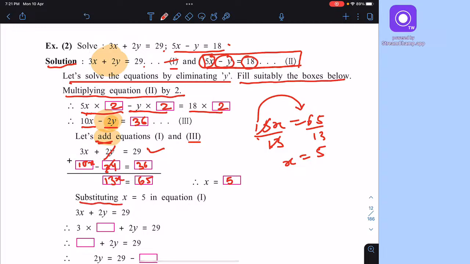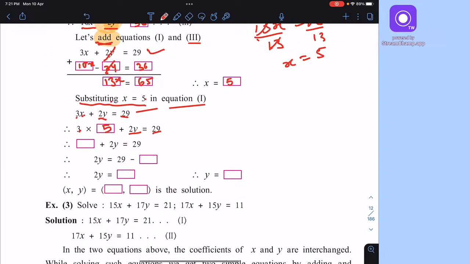Now substituting this x is equal to 5 in equation 1. What is equation 1? 3x plus 2y is 29. This is equation number 1. In that you are substituting x is equal to 5. So 3 into x means 3 into 5. Plus 2y is 2y as it is, and 29 is 29. Now 3 into 5 is 15. Plus 2y as it is equal to 29.